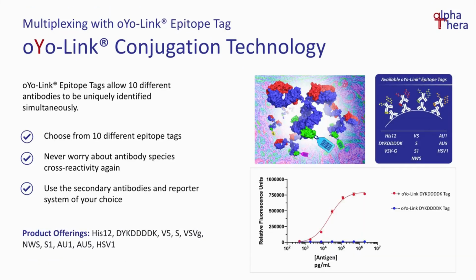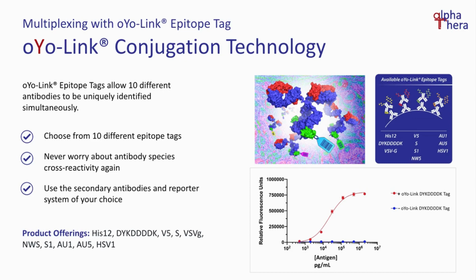Finally, I would like to introduce oYo-Link epitope tags. oYo-Link epitope tags allow for the direct labeling of primary antibodies with any of 10 unique epitope tags. This makes multiplexing easy. You never have to worry about antibody species cross-reactivity again. Up to 10 antibodies can be uniquely identified regardless of their species or subclass.